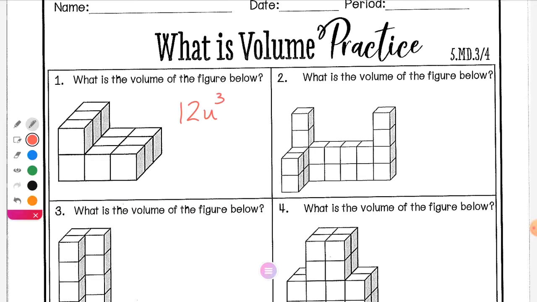Okay, number 2. Lily, what'd you get? 20 units cubed, or 20 cubic units. Good job. Ethan, what did you get on number 3? 18. What number? Oh, 3? Number 3. 12 units cubed. Yes, number 3 is also 12 units cubed. Number 4, Jake? 24 cubic units, or units cubed.